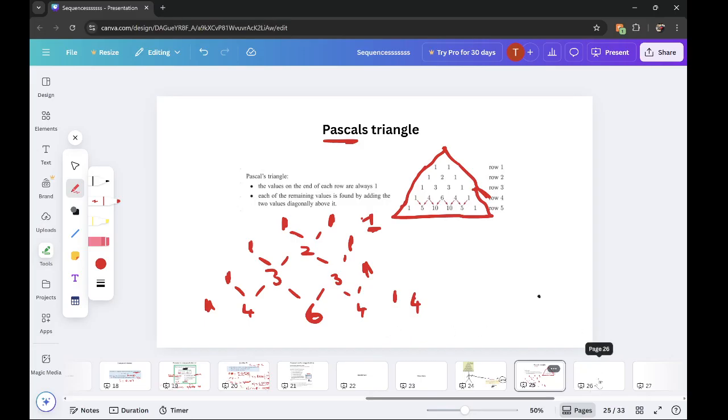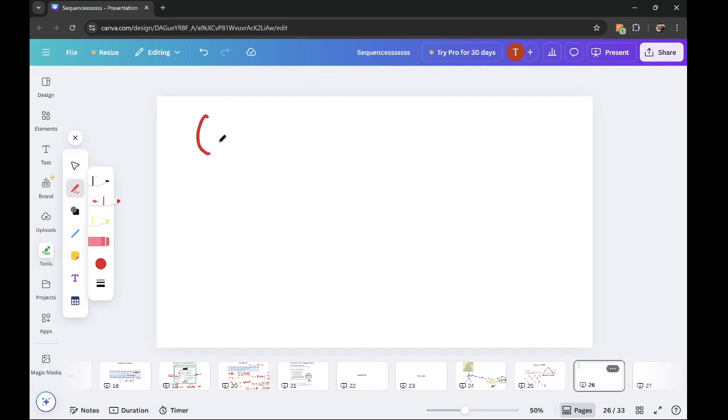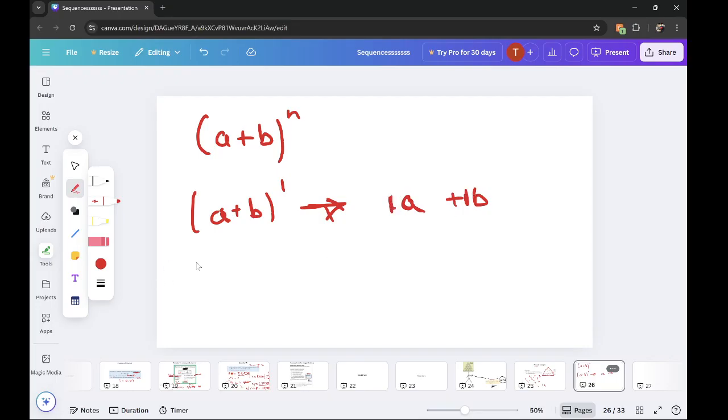Now let's go into that a little bit. So let's say we have a plus b, and let's say it's to the power of n. Now we're going to take different values of n. So a plus b to the power of 1, the coefficients are 1 and 1. Okay, fine. A plus b to the power of 2, the coefficients are a squared, so 1, plus 2ab plus b squared, 1b squared.